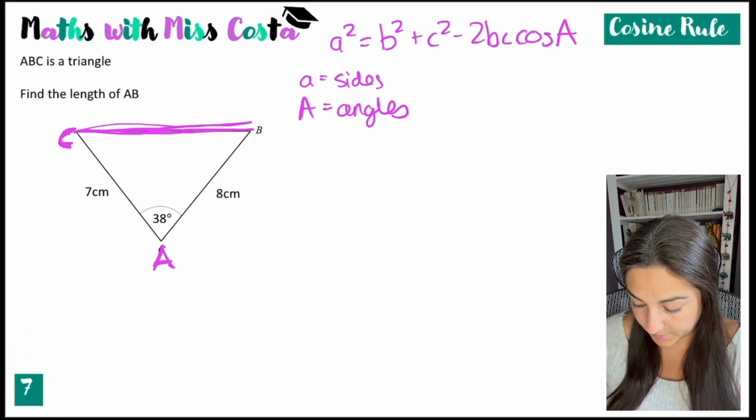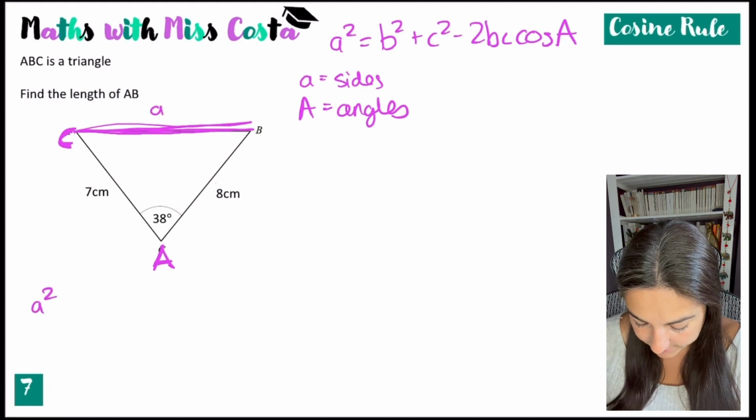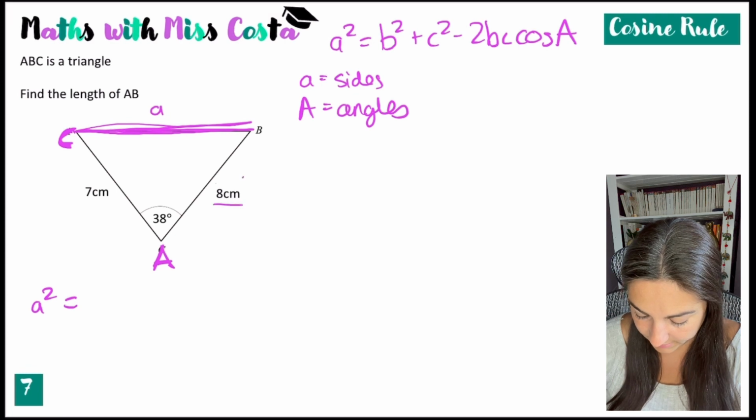So A, the big angle, is here, which means this is the little a. So a squared is going to be equal to, and then b and c, it doesn't really matter which one's which, but a squared equals, let's just say this is b.